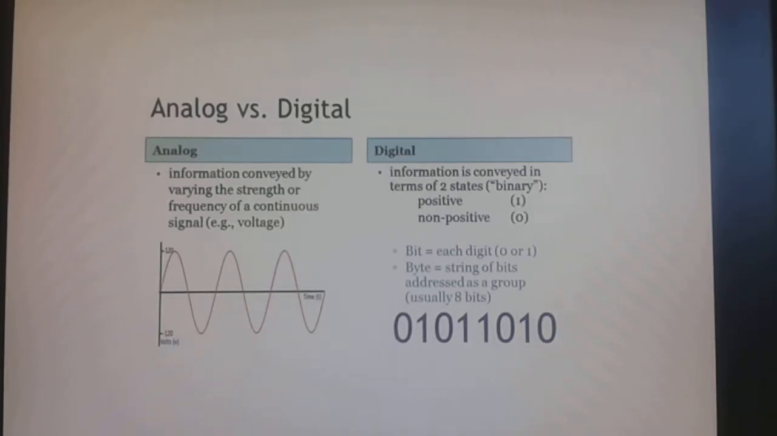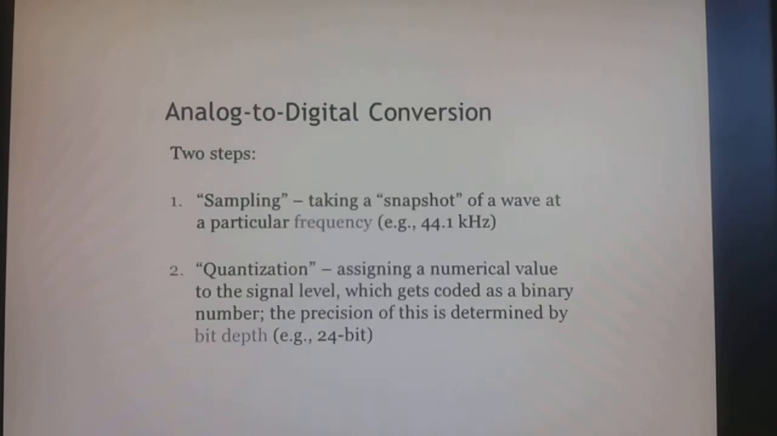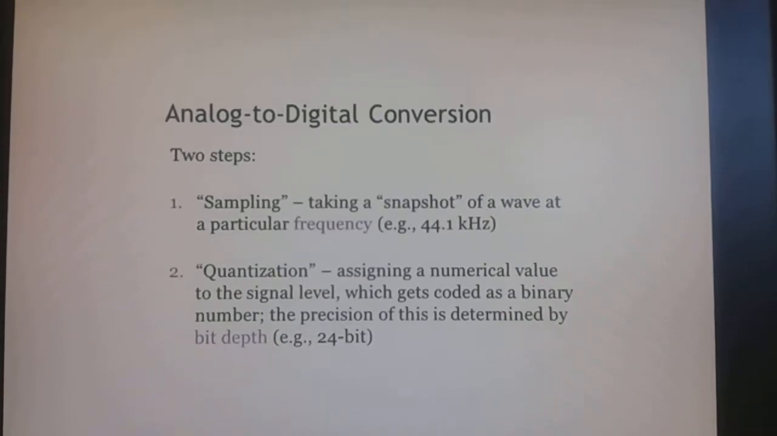From analog to digital conversion we have two key steps. The first step is sampling. That's when the converter takes a snapshot of a wave at a particular frequency, for example at 44.1 kHz. The second step is quantization, assigning a numerical value to the signal level, which gets coded as a binary number which the computer can read. The precision of this is determined by the bit depth, for example 24 bits. So let's take a look at how this works.